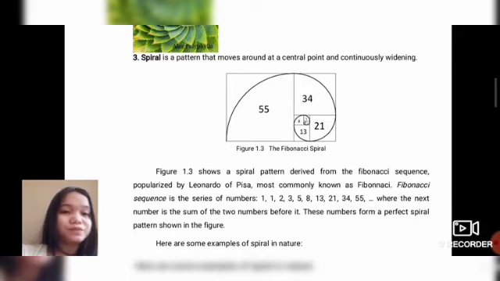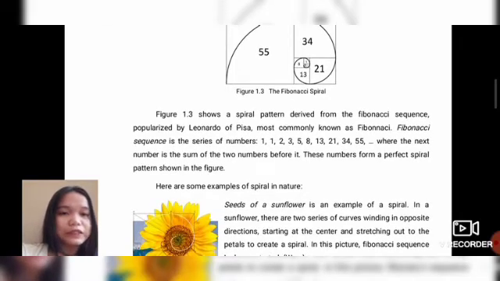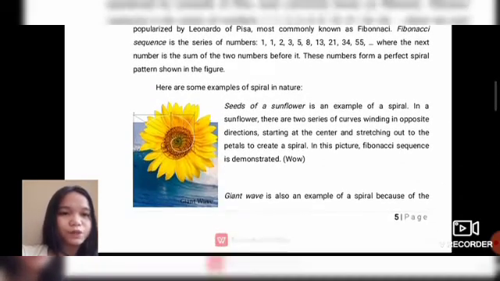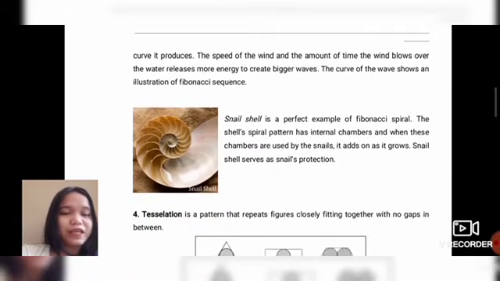Wondering why they are not in a sequence, for example 1, 2, 3, 4, 5? It's all because the next number is the sum of the two numbers before it. For example, 1 plus 1 is 2, 1 plus 2 is 3, 2 plus 3 is 5, 5 plus 8 equals 13, 8 plus 13 is 21, 21 plus 34 is 55, and so on. Here are some examples of spiral in nature. The first one is the seeds of a sunflower. Second one is a giant wave. And lastly is the snail shell.